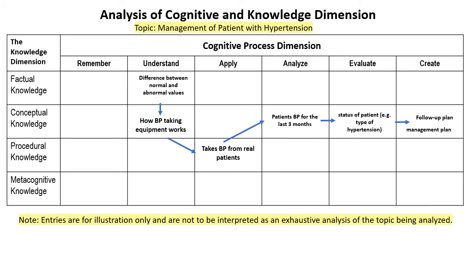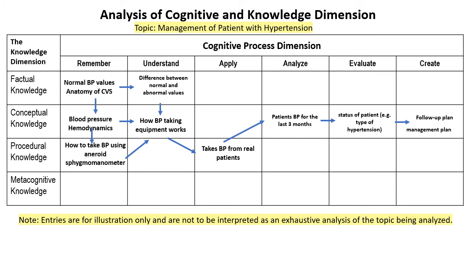Understand differences between normal and abnormal values. How BP taking equipment works. You have to differentiate this from steps in taking blood pressure. And at the remember dimension, you have normal BP values, anatomy of cardiovascular system, blood pressure, hemodynamics, how to take BP using aneroid sphygmomanometer.